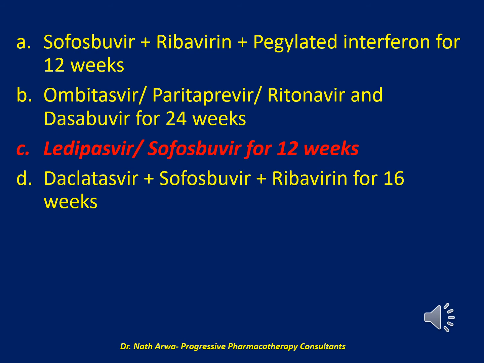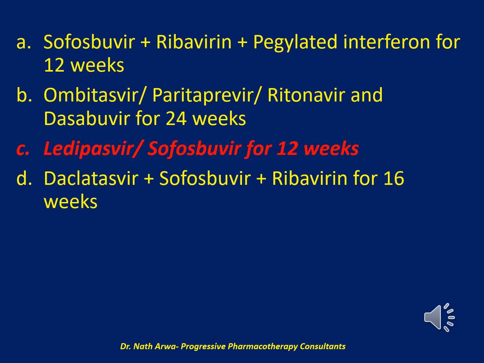Daclatasvir plus sofosbuvir is a recommended drug for genotype 1A infection, however, the recommended treatment duration is 12 weeks, and ribavirin is not needed in patients without cirrhosis. That makes answer D incorrect. Ombitasvir plus paritaprevir plus ritonavir and dasabuvir is a recommended regimen with high SVR for genotype 1A, but the treatment duration is limited to 12 weeks, and weight-based ribavirin is necessary. That makes answer B incorrect.